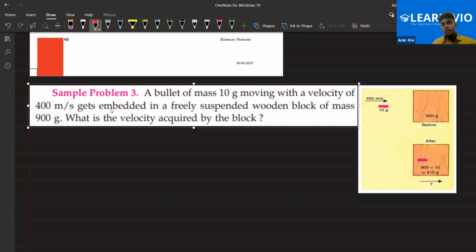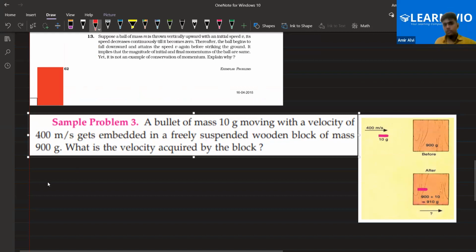A bullet of mass 10 gram moving with a velocity. Okay, everyone, please look at the screen. Let's solve it. The question is saying a bullet of mass 10 grams, with a velocity of 400 meters per second, gets embedded in a freely suspended wooden block of mass 900 grams. What is the velocity acquired by the block?